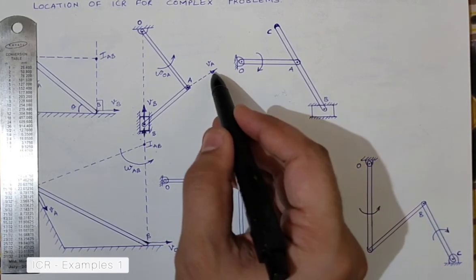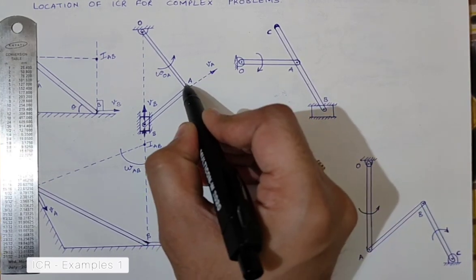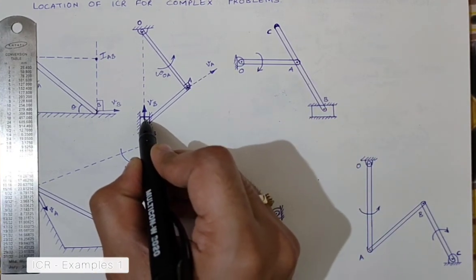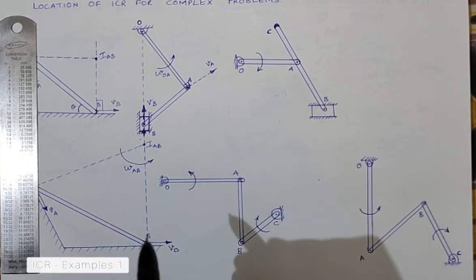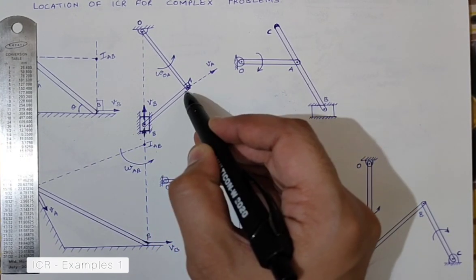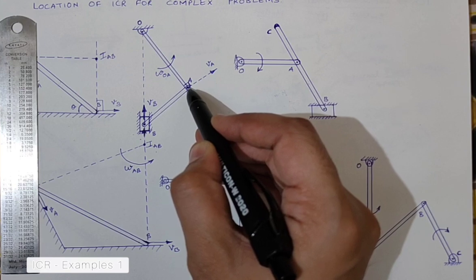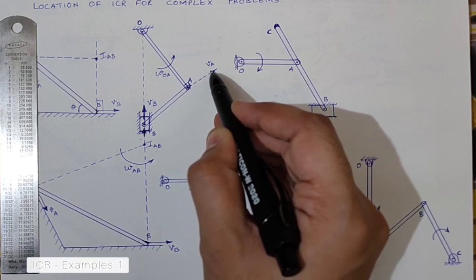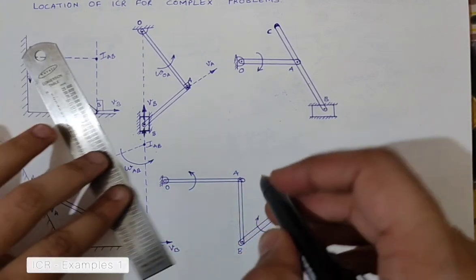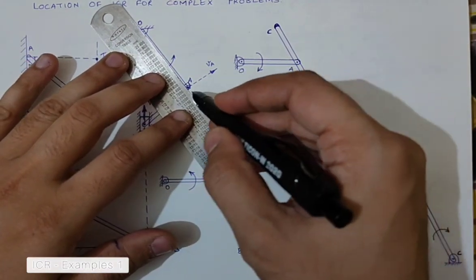Again, I have got the direction of VA, which is perpendicular. I have got the direction of VB along this slider. Now points A and B are both on the connecting rod. So if I draw and intersect the perpendiculars from VA and VB, I will be able to locate the ICR for the same. So let us try and draw that.